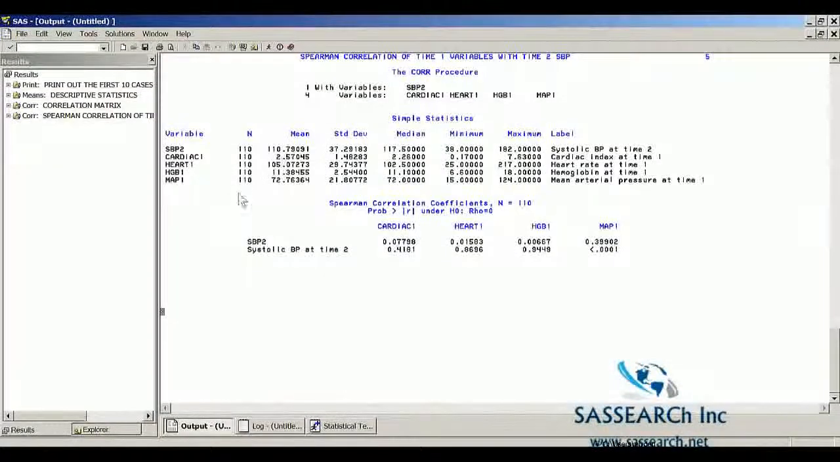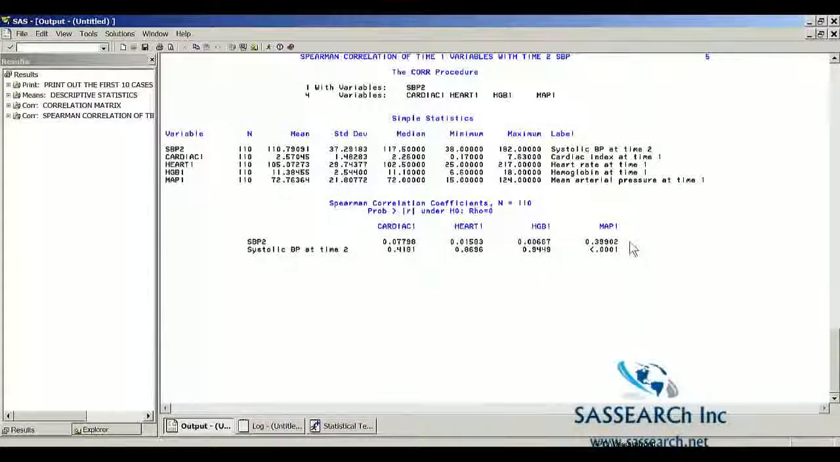So here we see that we're only looking at 110 observations. And notice here that instead of printing the sample size, the mean, standard deviation, sum, minimum, and maximum, like we saw when we ran PROC CORR before, because we're doing the Spearman correlation, we're getting the median, minimum, and maximum. So we're getting slightly different simple statistics. Also, notice here that it's listed the Spearman correlation coefficient. And notice that we don't have a separate row for the n, because we know that our n is 110 for all of these correlations.